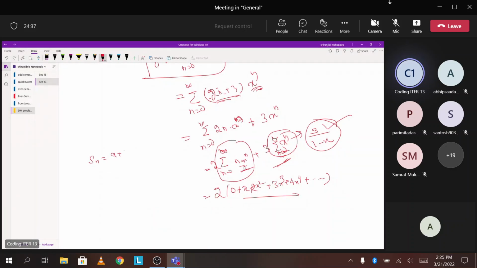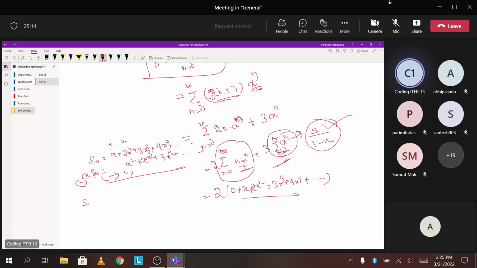So consider this Sn that is equal to x plus 2x square plus 3x cube plus 4x to the power 4, like this it will go on. Okay, now consider x into Sn. So what is the value? x into x is x square, plus x into 2x square that is 2 into x cube, 3 into x to the 4. So x shifts over, like this it will go on. Okay, now just subtract it.